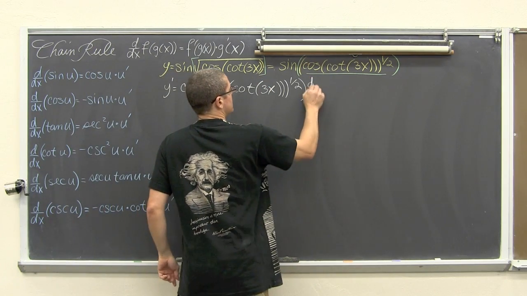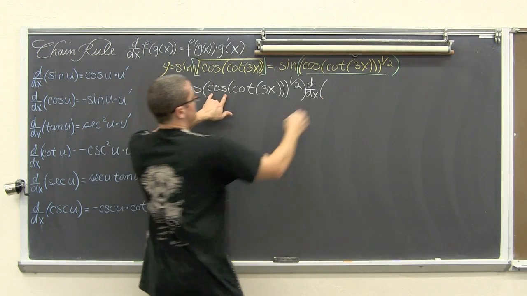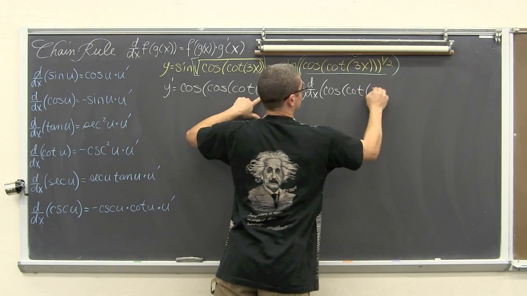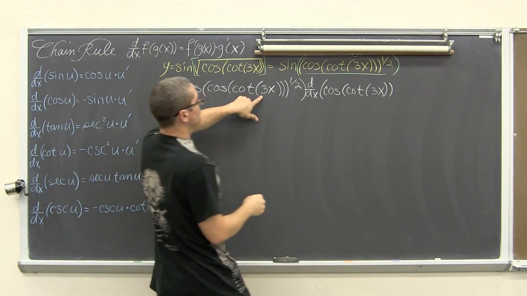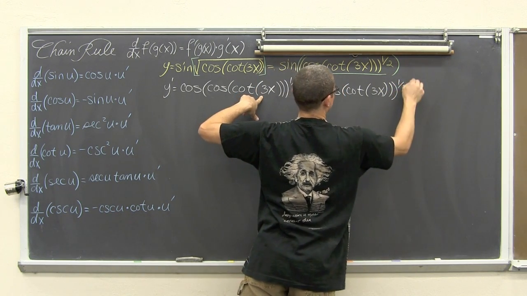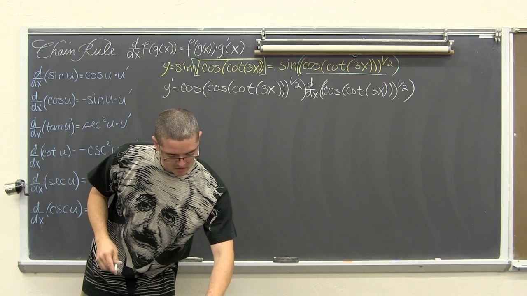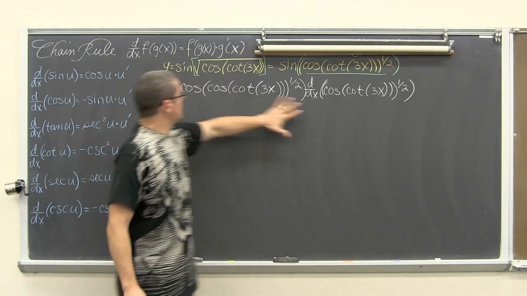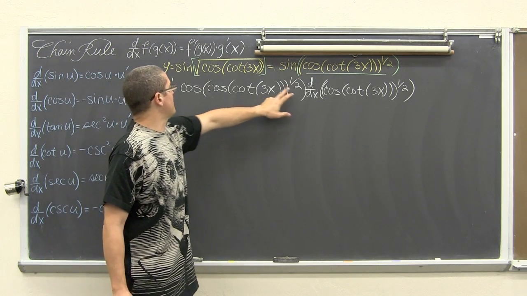So we're just going to write the derivative with respect to x of the cosine of cotangent of 3x, to the 1/2 power. I'm just trying to make sure I don't make a mistake here, because it is a long problem and I don't want to carry it all the way through. Now I need to find the derivative of this. I'm going to let this sit out here, and I'm also going to put a set of parentheses around it.